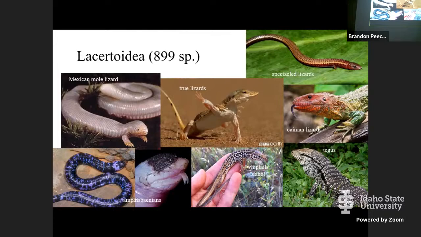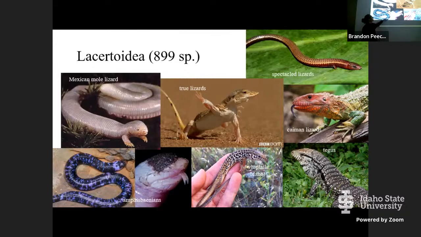What jumps out to you immediately about this slide? The Mexican mole lizard is called Bipes, which means two feet, which is dumb because it definitely has two hands. It has lost its legs, but it does have its forelimbs still. Otherwise, it's very, very long. It's a special kind of this thing.